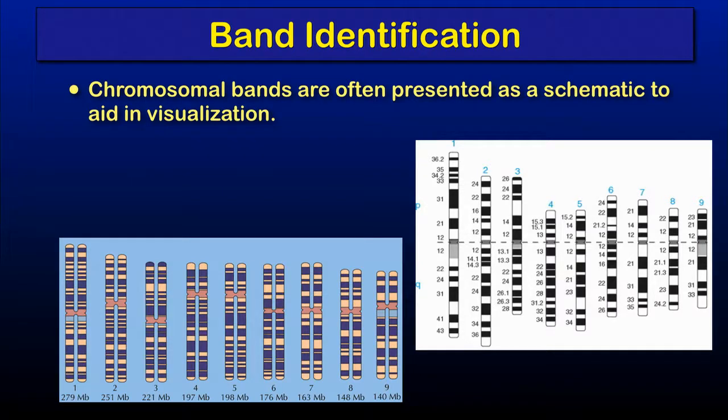So we often do this in schematic form as well. You can see lots of different schematics for the chromosomes. One thing to note is that here's chromosome 1, and here's chromosome 1. On this one, they're showing 4 distinct arms, 2 P arms and 2 Q arms. Over here, they're showing 1 distinct P arm and 1 distinct Q arm.